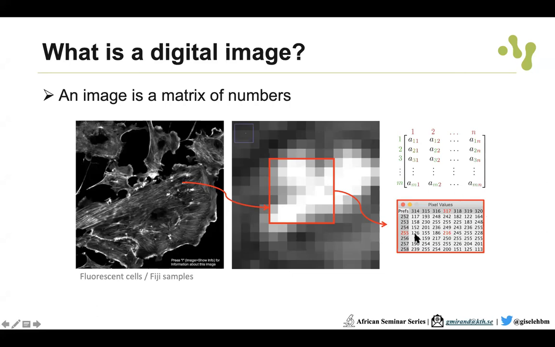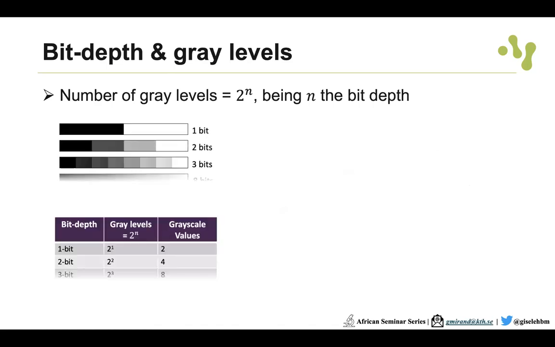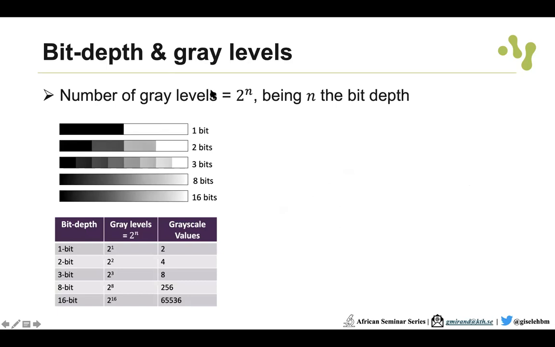Where do the pixel values come from? They come from the photosensitive devices attached to the microscopes, responsible for converting the light signal into a digital signal. And the range is what we call the bit depth, which leads to the number of gray values that we can represent. This is an important property of a digital image. We calculate the number of gray values as 2 to the power n, where n is the bit depth.